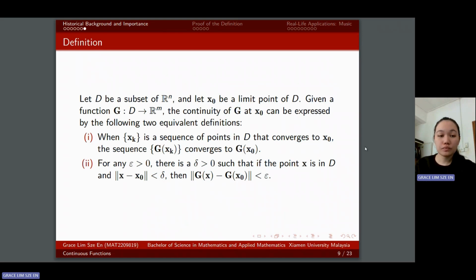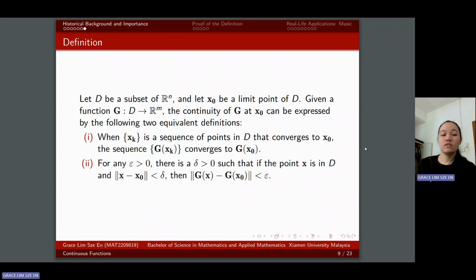And so here we say that D is a subset of R^n, and x0 is a limit point of D, and we have the function g. Basically, there are 2 ways to express the continuity of g at x0. And the first one is saying that if x_k is a sequence of points in D converging to x0, the sequence g(x_k) converges to g(x0).